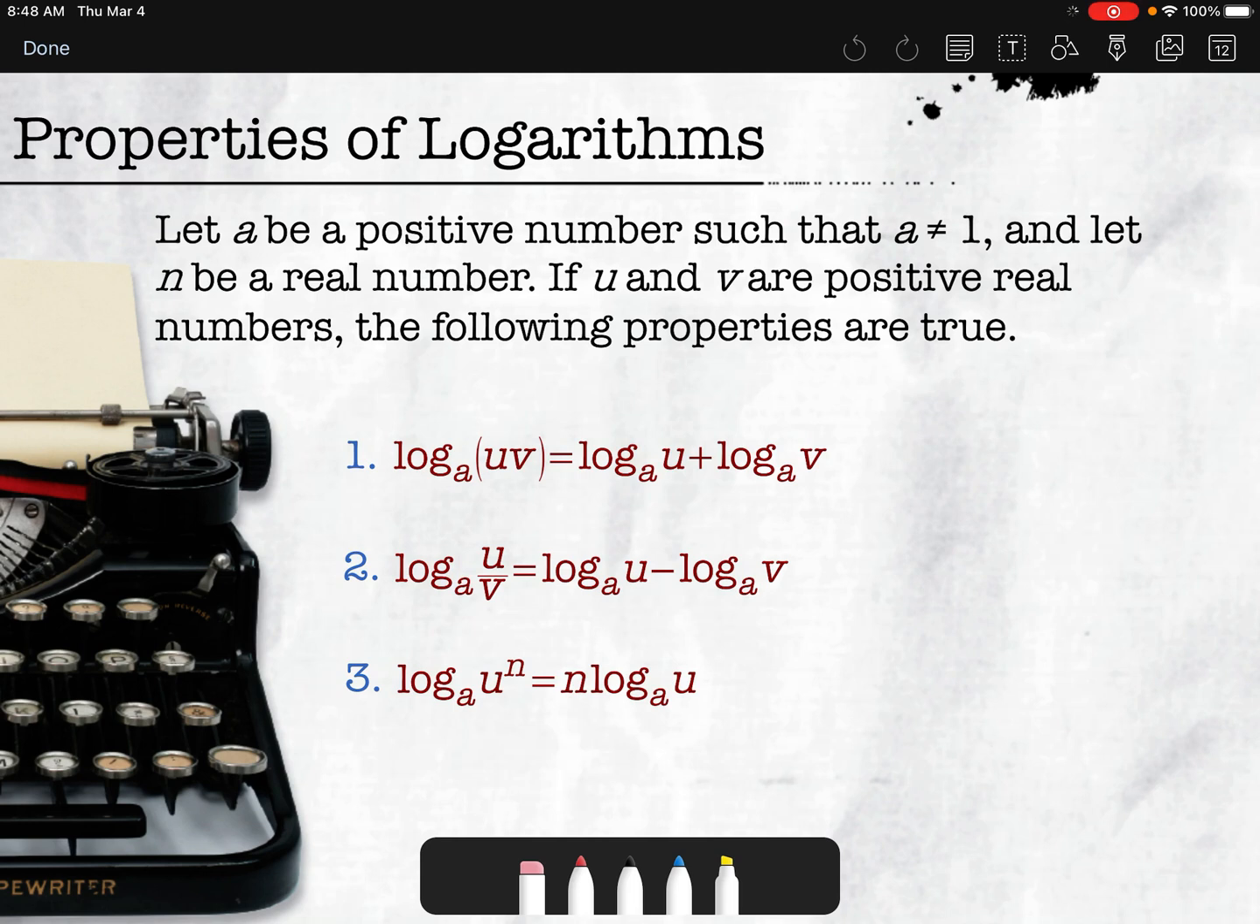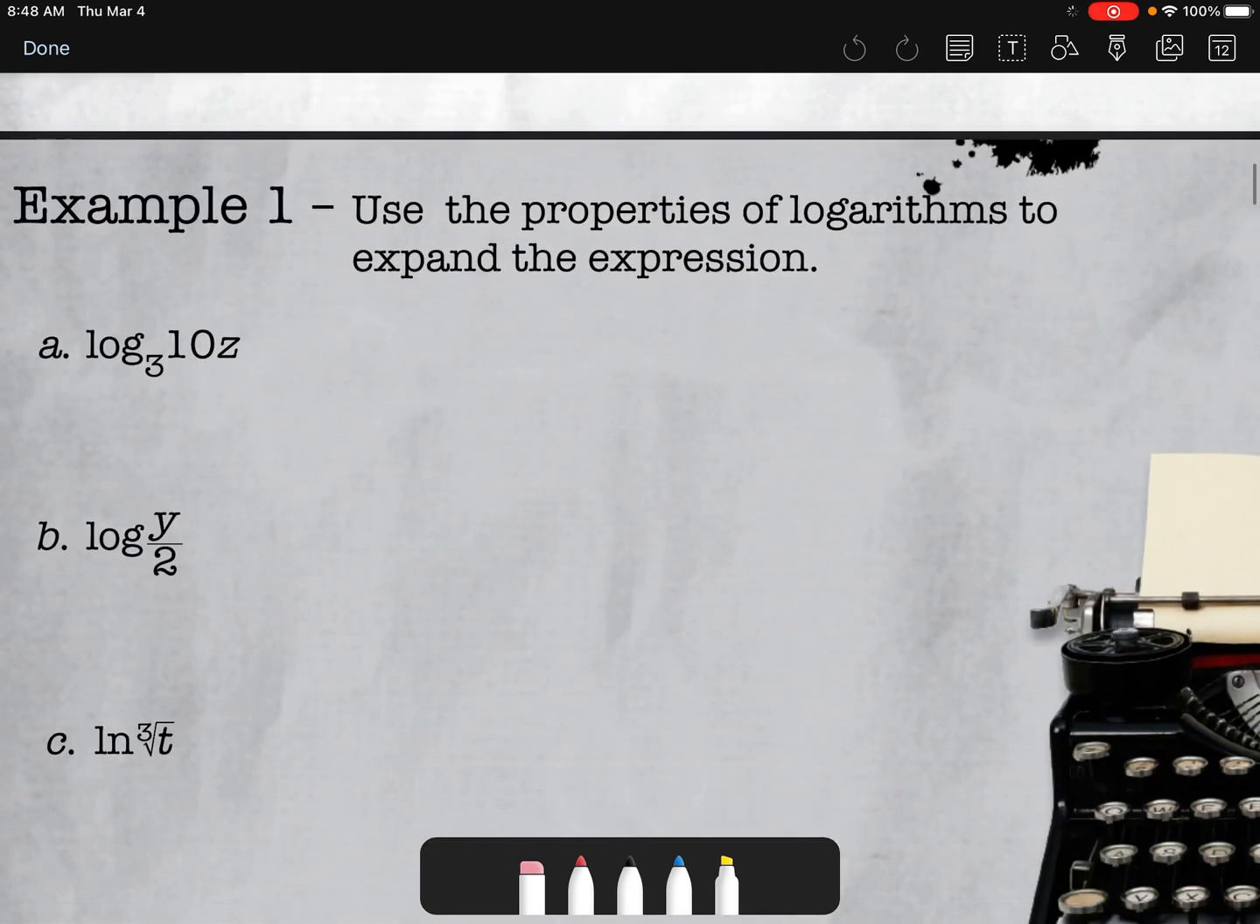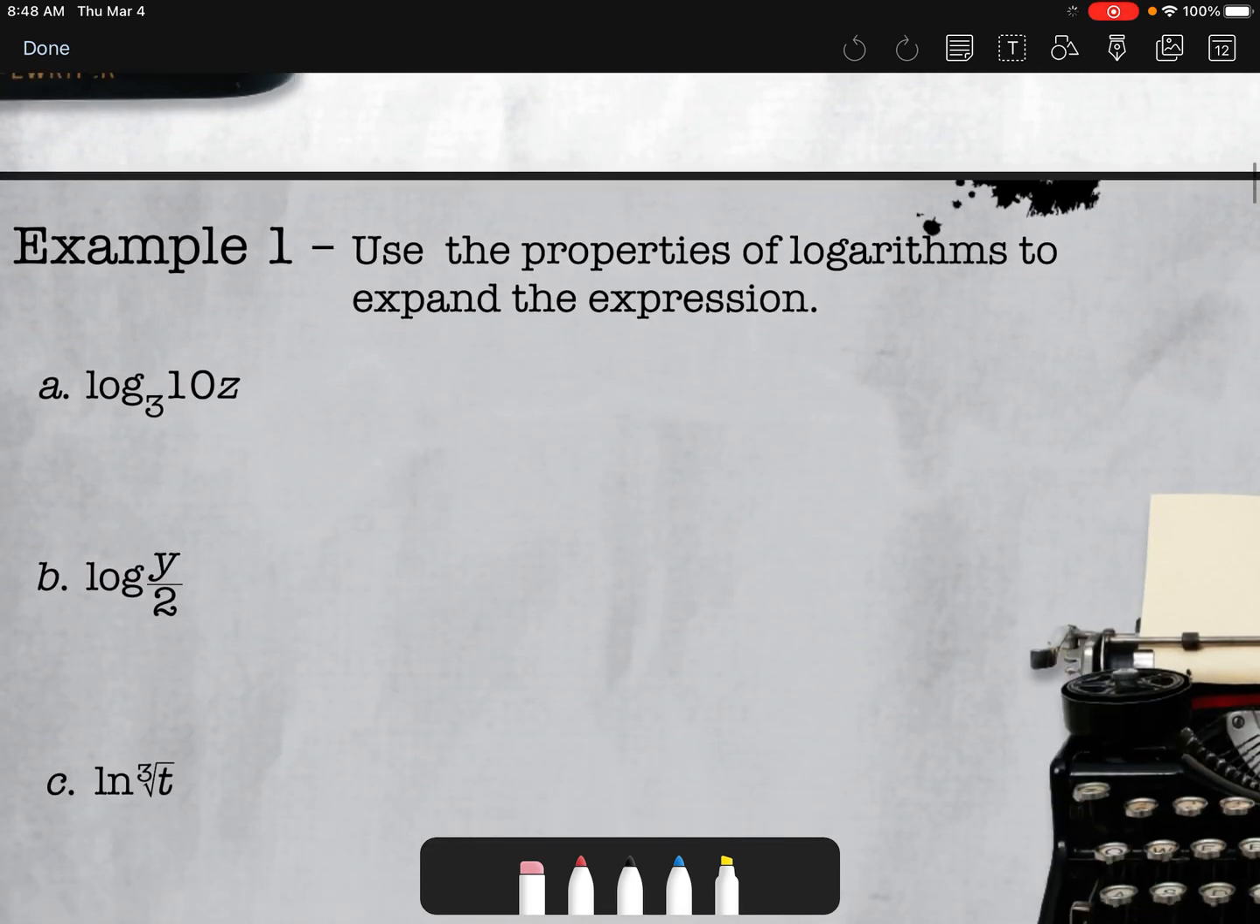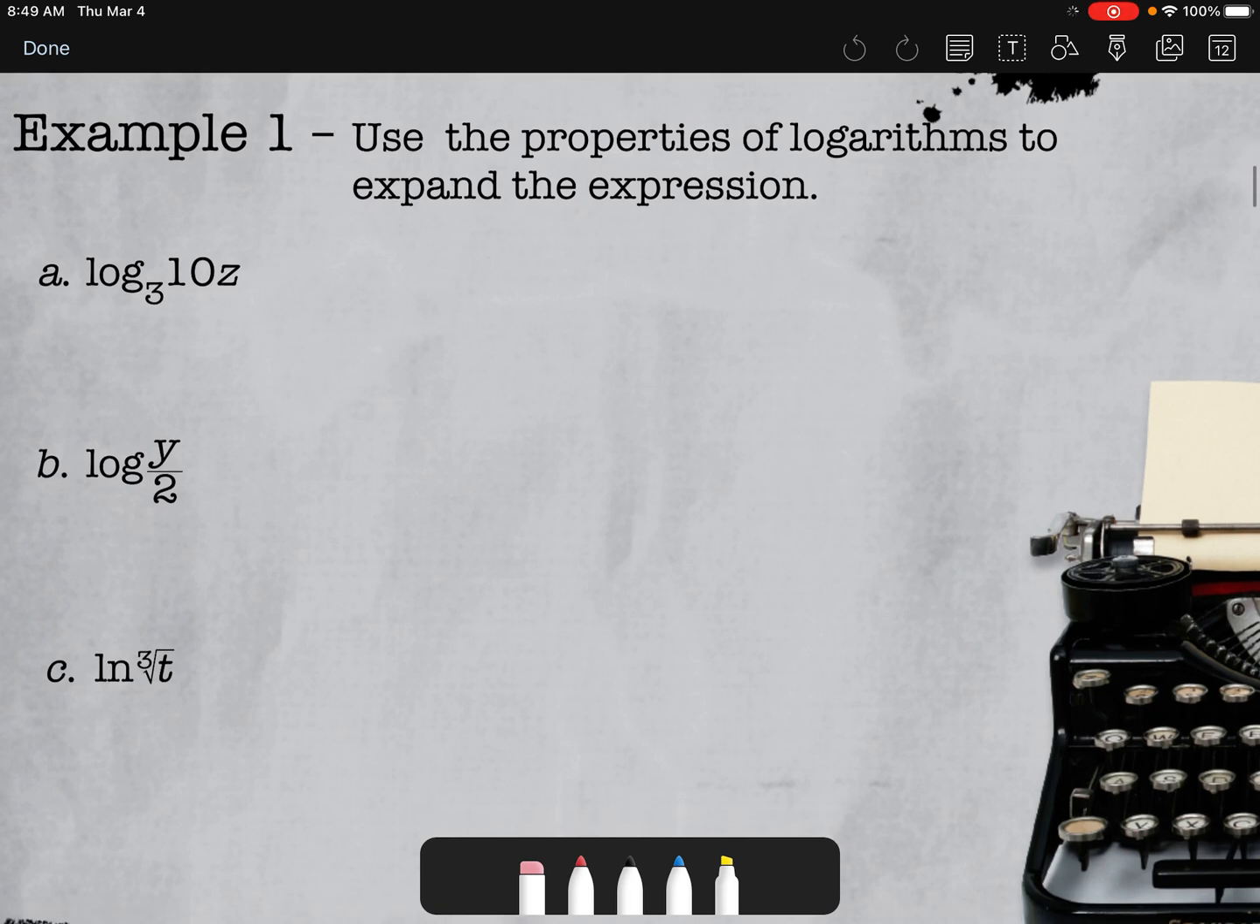If we divide two quantities, the quotient, we subtract the logarithms. And then the third property, which is really important, if you have an exponent when you take the logarithm of something, you can take the exponent and move it out front. And that really makes a difference when you're solving equations and expressions. So here are some expressions.